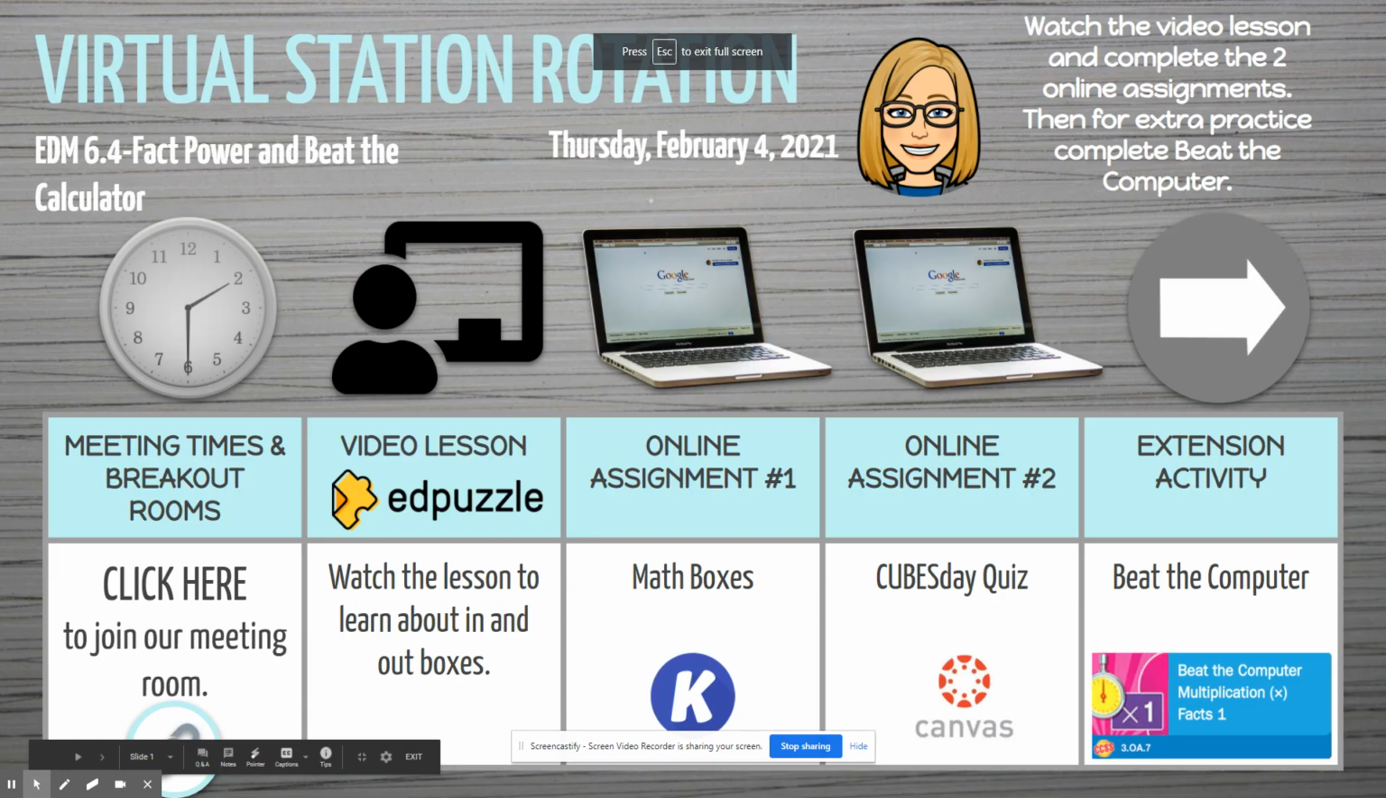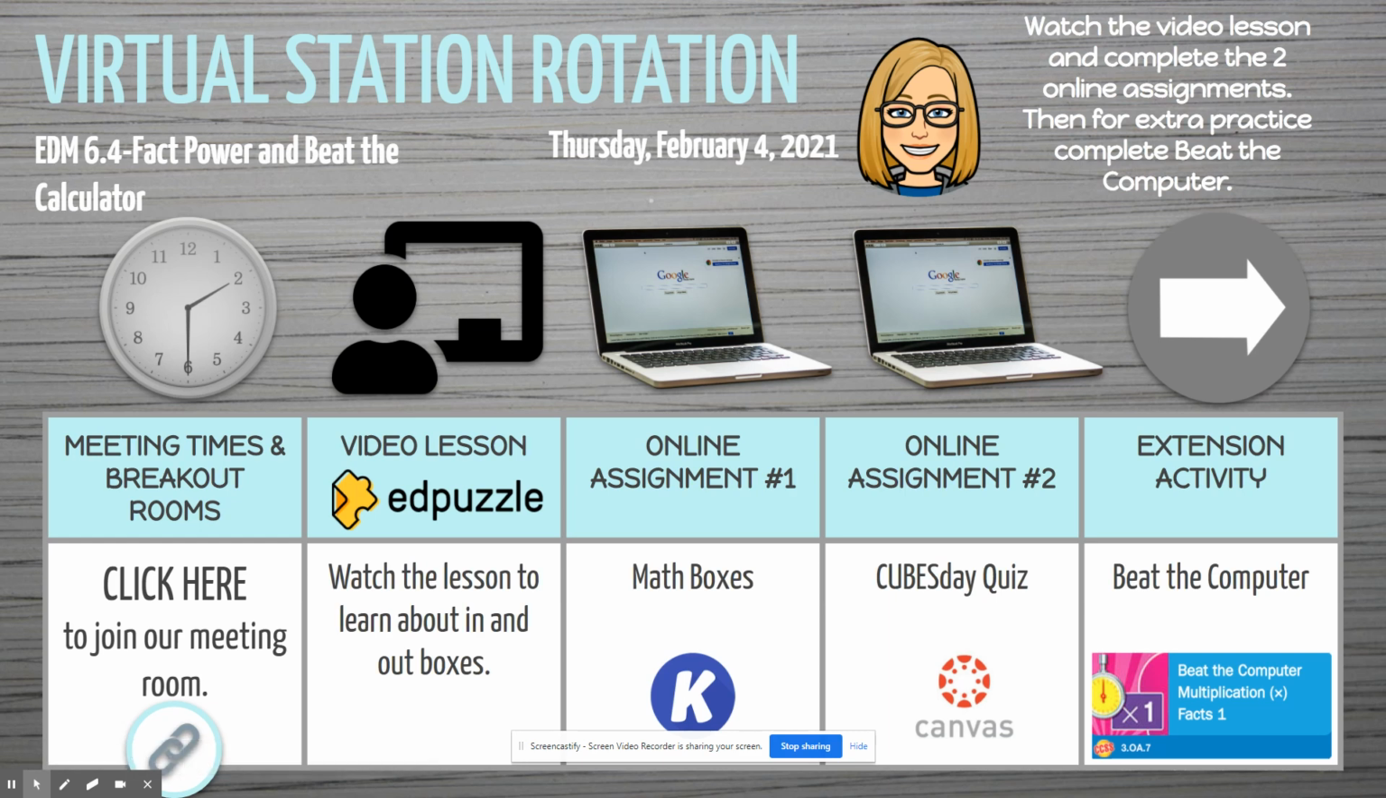Guys, for our lesson today, we are going to be looking at Everyday Math Lesson 6.4, and this lesson is another lesson on just practicing your multiplication facts and thinking about what it is that we know, how we can solve them. So today when you finish the lesson, you will have math boxes to do, then you will have a Cube Stay quiz on Canvas, and then you'll be playing a new game, Beat the Computer.